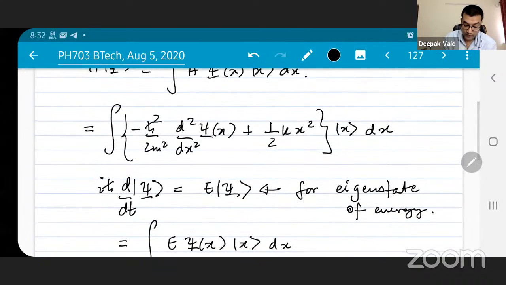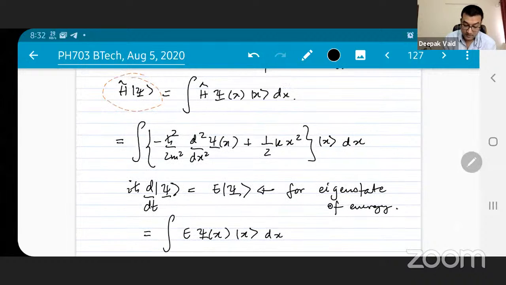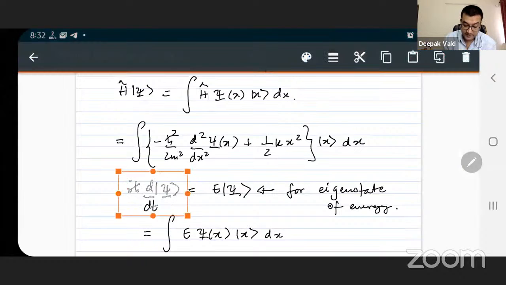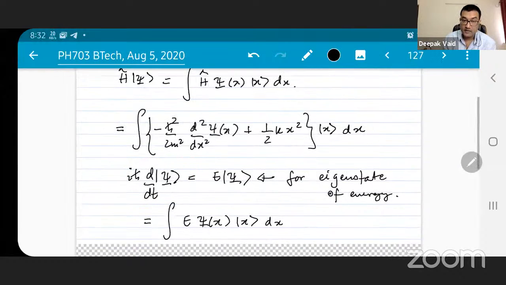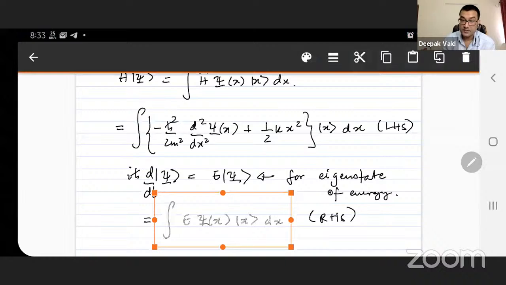So now what we do is, this is the left hand side of the Schrodinger equation, and this is the right hand side. We equate these two, right? So this is the LHS and this is the RHS. And when we equate these two, what happens? We have this expression is equal to this expression, right?